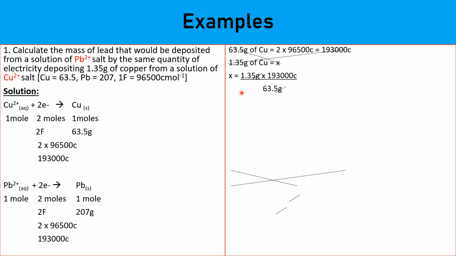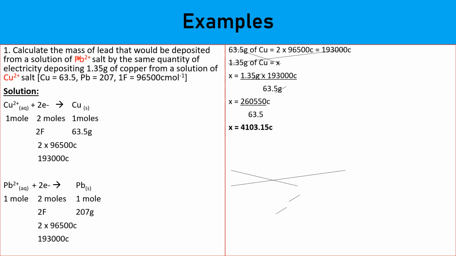So what will then be the value? Of course, gram will cancel gram, and then what do we have? The product of these two will give us 260,550 coulomb divided by 63.5, and then the quantity of electricity that will deposit 1.35 gram of copper is equal to what? 4,103.15 coulombs, which means that 4,103.15 coulomb of electricity deposited 1.35 gram of copper.